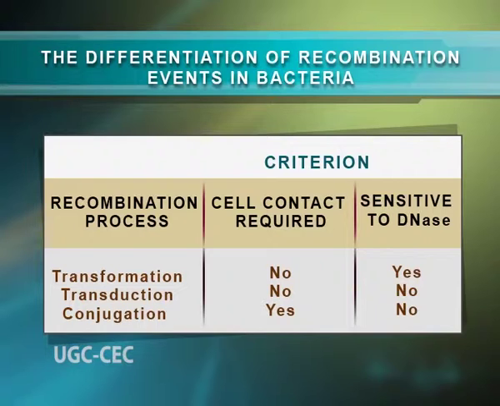In the first one, transformation, no cell contact is required, and it is sensitive to DNase. In the second one, transduction, no cell contact is required and it is not sensitive to DNase. In the third one, conjugation, cell contact is required and it is not sensitive to DNase.